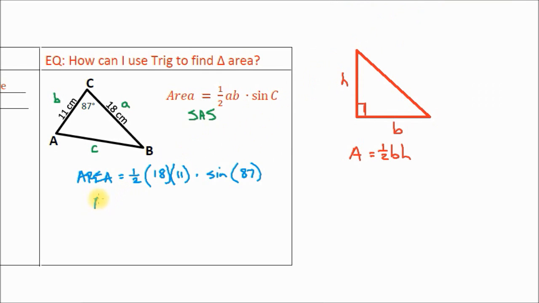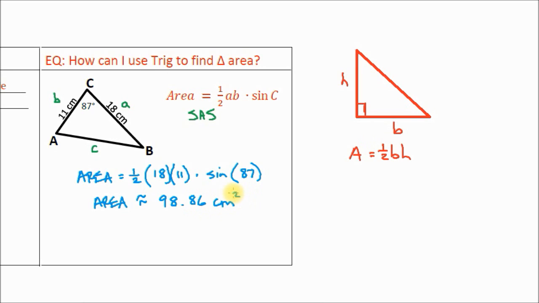98.86. So the actual area is approximately 98.86. I should put that point a little lower. It looks kind of like I'm multiplying here. So 98.86. And don't forget, class, we're doing area. That's going to be unit squared. So the area of this triangle using sine is 98.86 centimeters squared.